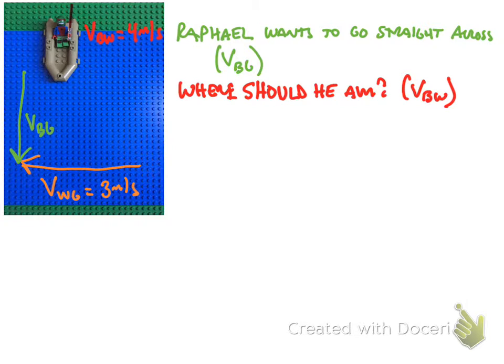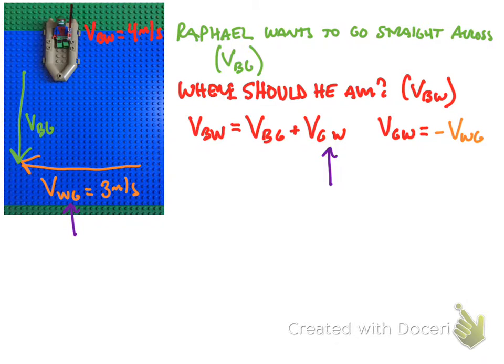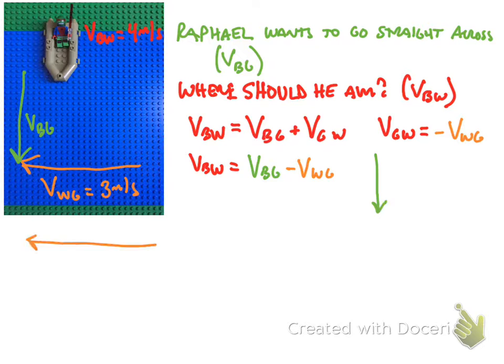So that would be the velocity boat water. Remember, velocity boat water is where the boat is aimed. Well, velocity boat water, we start with boat, we end with water, and we're going to link it with the ground. Notice we need velocity ground water for this, and we don't have that. But velocity ground water is the opposite of velocity water ground. So velocity boat water equals velocity boat ground minus velocity water ground.